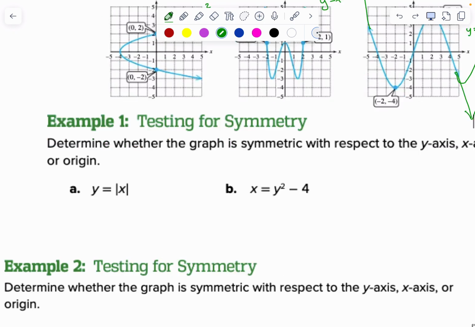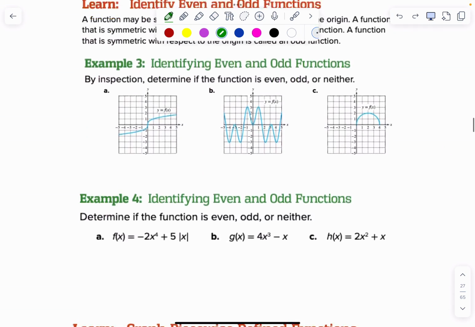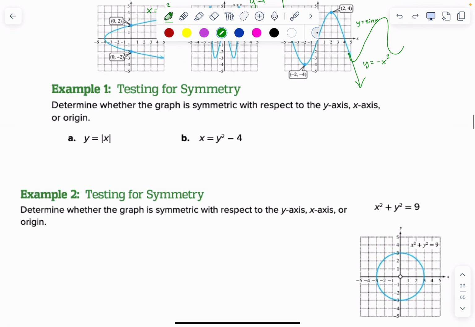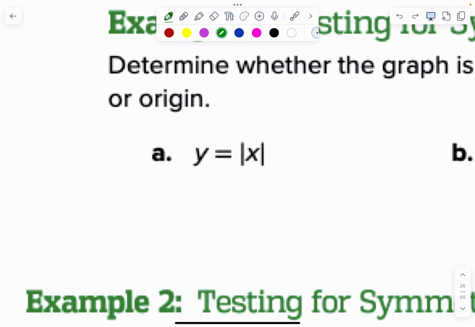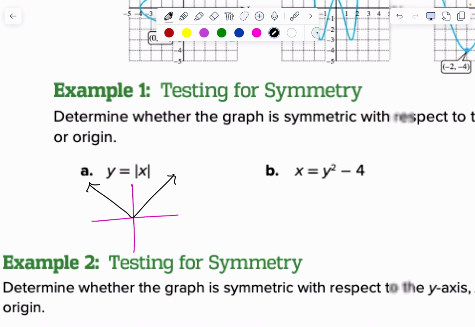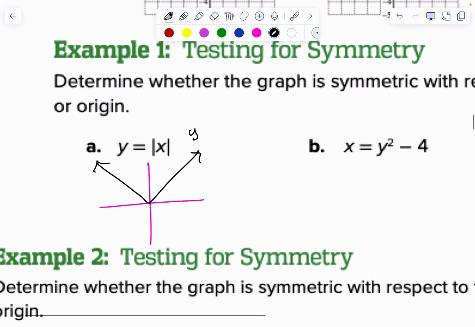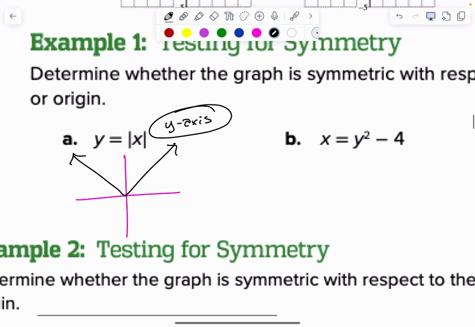All right, now here we go. Let's talk about these guys. Okay. Y equals the absolute value of x. This is not graphed, but if you did graph it, do you know what it would look like? It's a V, straight in the center, like this. Determine whether the graph is symmetric with respect to the y-axis, x-axis, or origin. Which one? Y-axis symmetry. Okay.